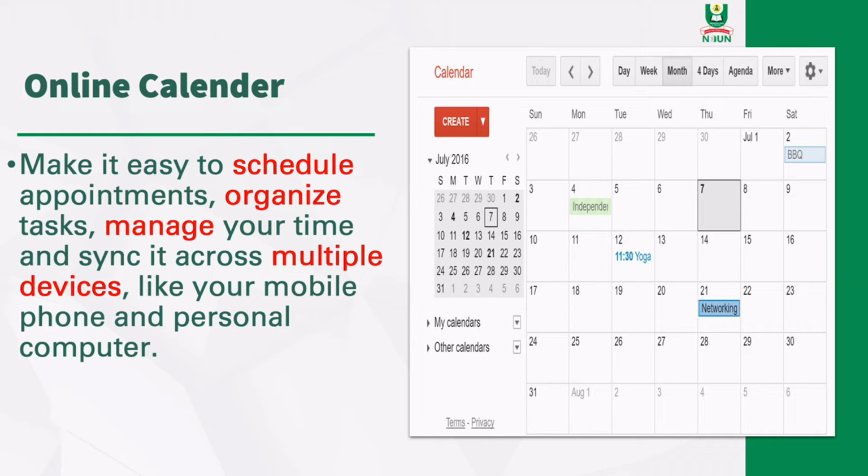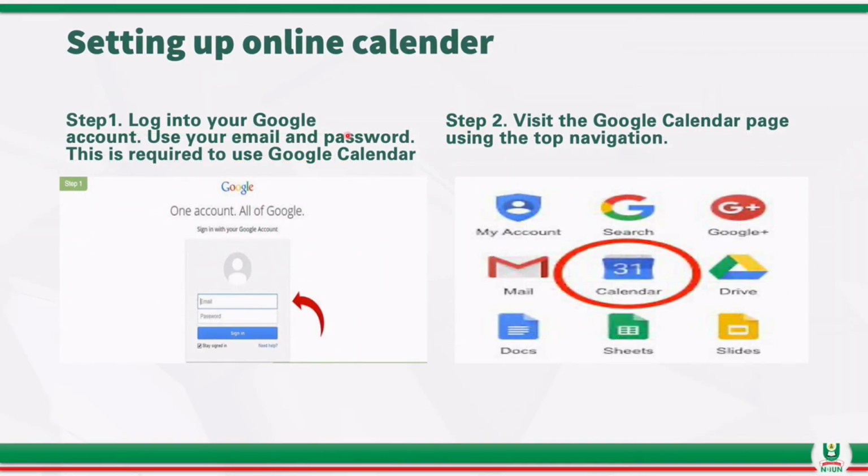Let's look at how we can actually set it up. In setting this up, there are about 7 steps we are going to take to set up our online calendar. First thing, you have to log on. This will require your email and your password. Once that is done, you can navigate to the calendar. Look at it here, it's always here. Just navigate to your calendar.